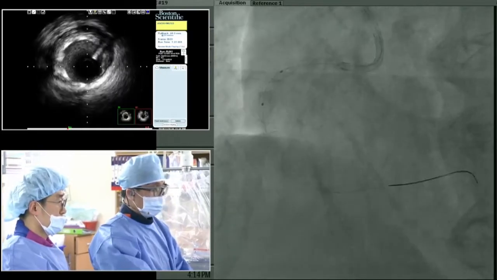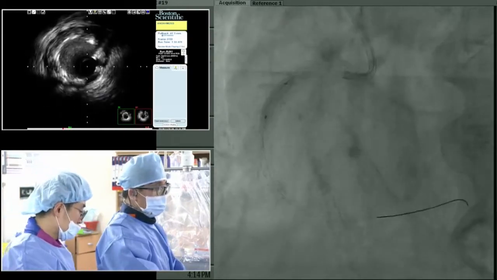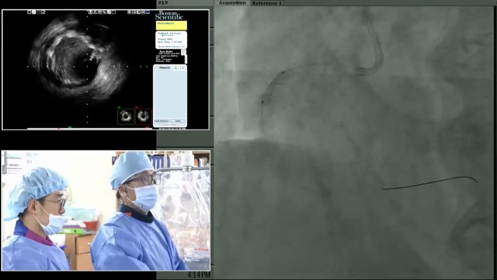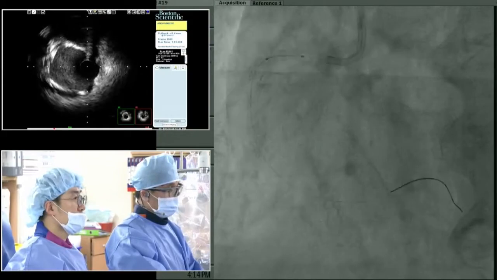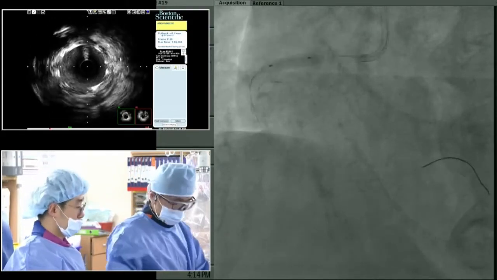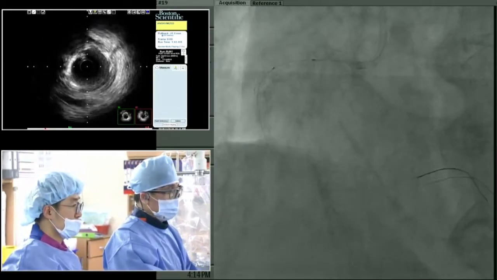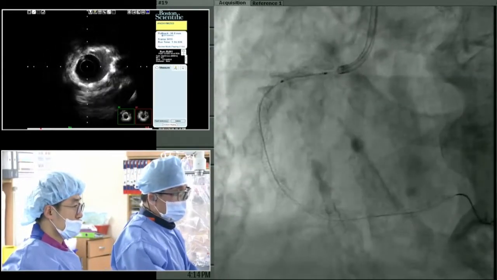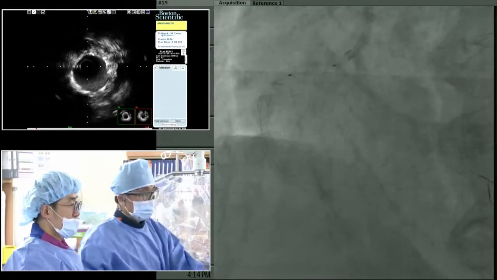Slowly. Okay. Slowly, 20, because the vessel is more than 4.5 in this portion. Deflation. Okay, 20. 20. Okay. Deflation. It came out. I'll pull the high pressure balloon a little bit out to the ostium. Okay, go. 20. Great.